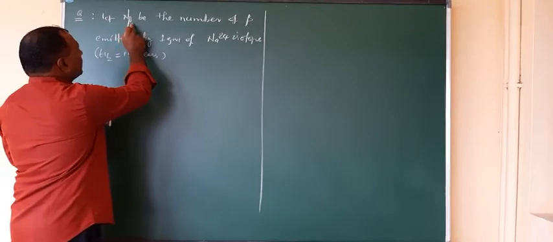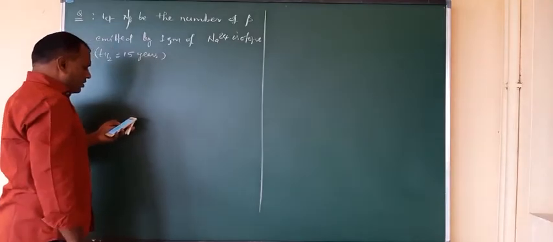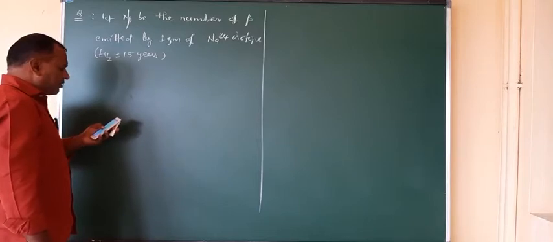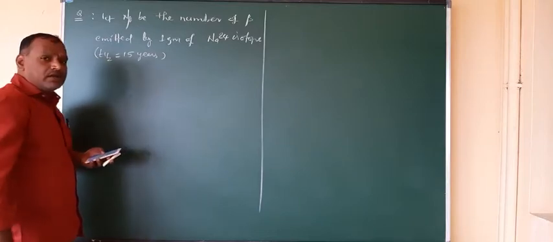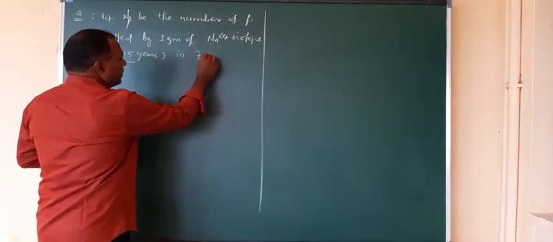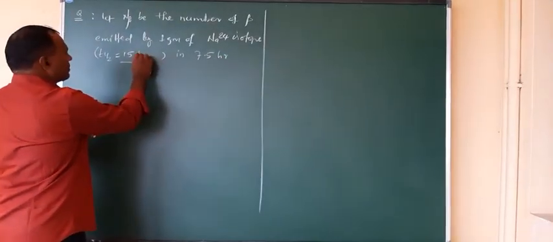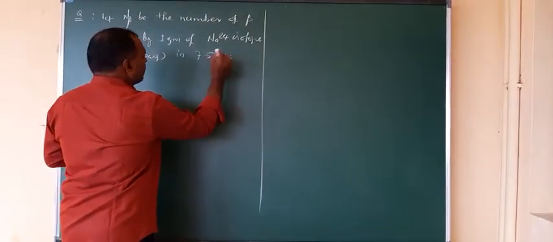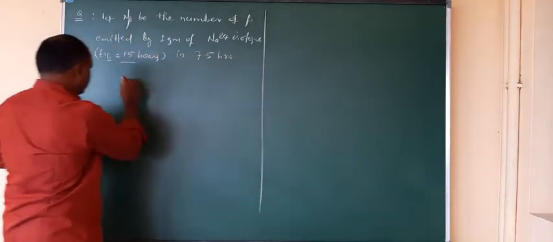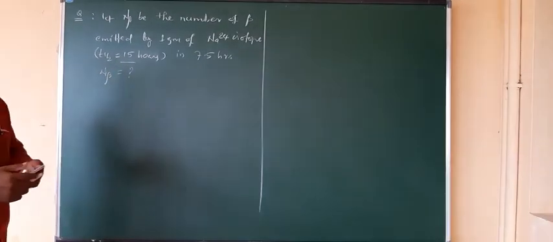So he's asking: let N beta be the number of beta particles emitted by 1 gram of sodium isotope, and find the number of beta particles in 7.5 hours. The half-life is given, and the time is given in hours. So in these 7.5 hours, how many beta particles are emitted? That is the question we have.